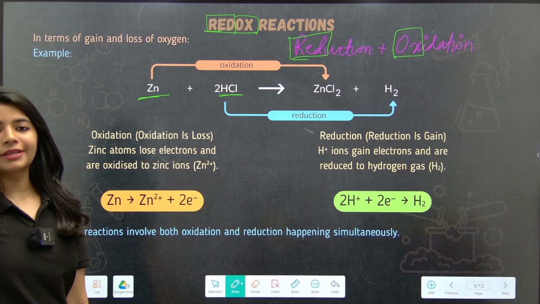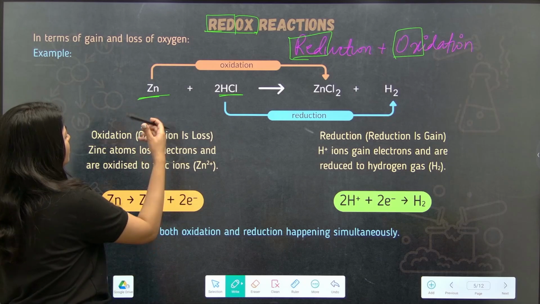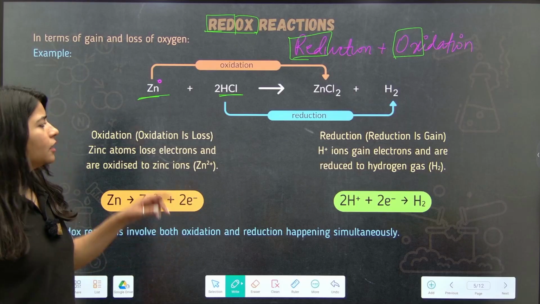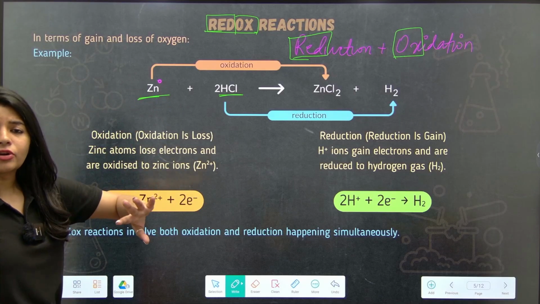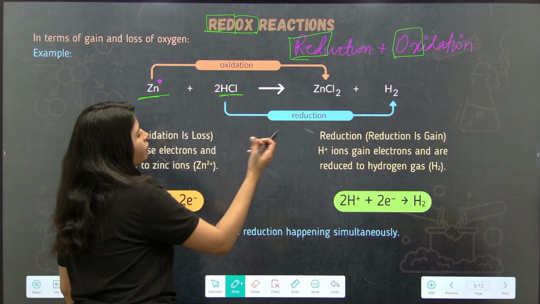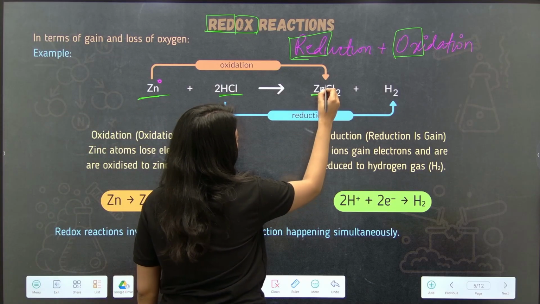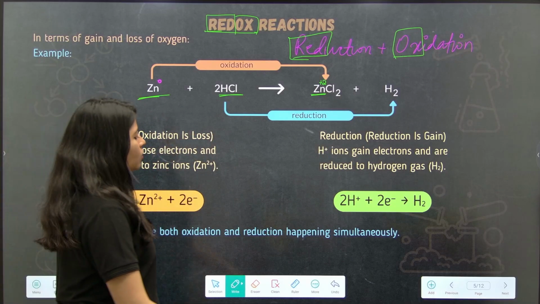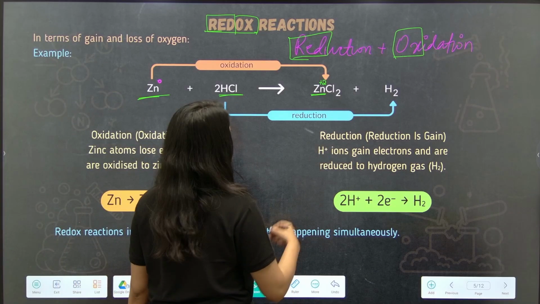Now here what is happening? Let's check. So zinc initially was in 0 oxidation state. Okay, here it has no charge, right? So its oxidation state is 0. But over here, if we have to find out, its oxidation state is +2. Okay, how did we find out the oxidation state? So let me tell you.